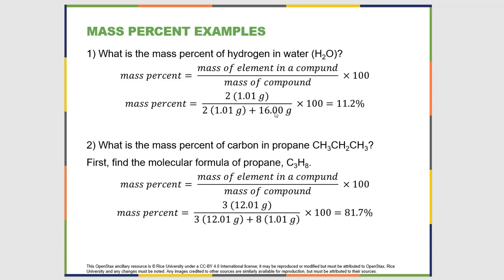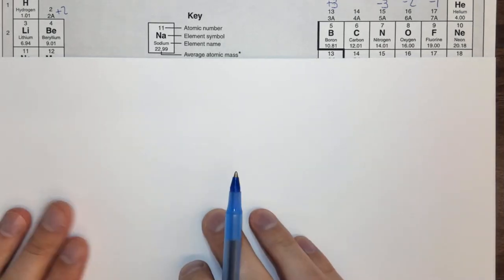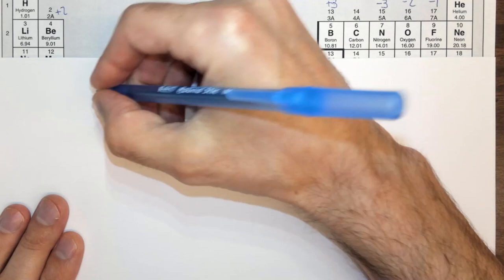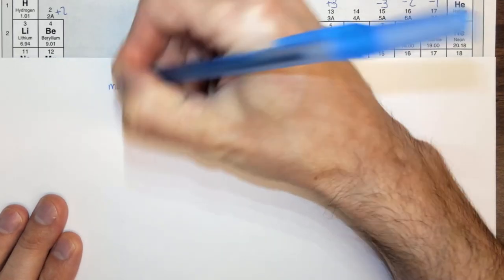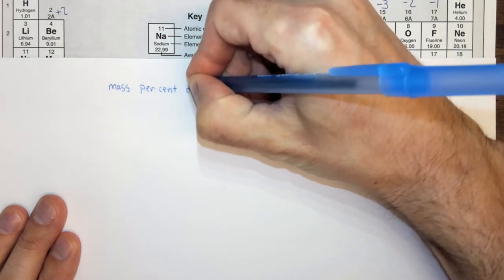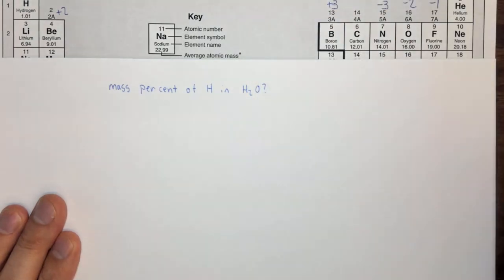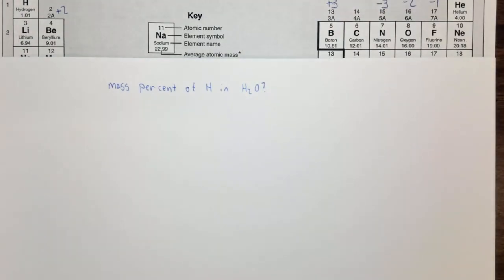So let's take an example of how we might do this. And like in other sections, we have some worked out examples on the slides, but I'm going to switch over and go over these worked out examples on a piece of paper because I think it's important to show how these things are found. So what if we wanted the mass percent of hydrogen in water?